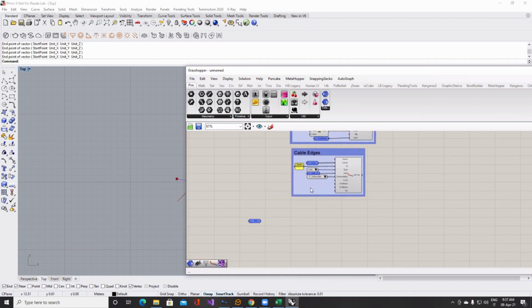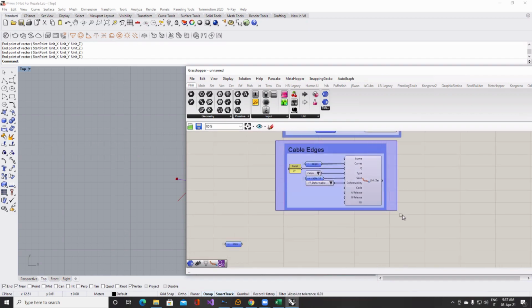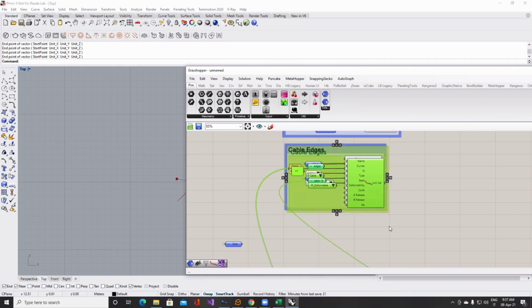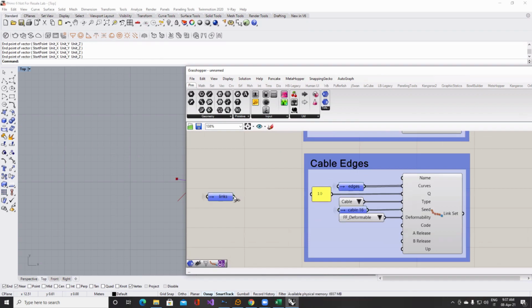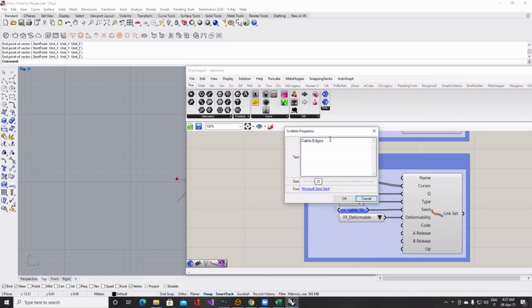For the links, we have something very similar to the cable edges. I will do a copy paste. Clearly, for the geometry, we input the links and we take off the edges. Cable 16 can be okay. It's cable, takes 16, form find deformable. So this is okay. These are the links.